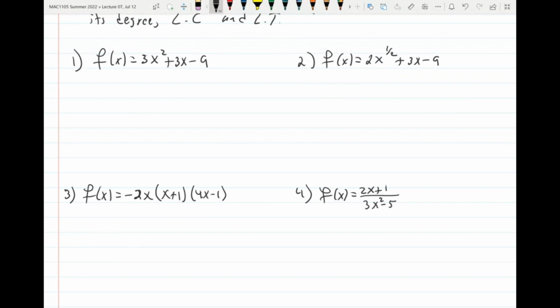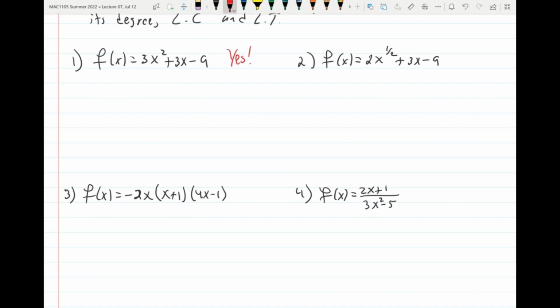Okay, so here we have four functions. Our job first is to determine which ones are polynomials, which ones are not polynomials. And those that are polynomials, then we need to find the required information. Okay? So let's just go through each of these and decide which one is and which one is not a polynomial. Okay? Let's see, number one. Is this a polynomial? Yeah. It is a polynomial. Does anybody understand this?